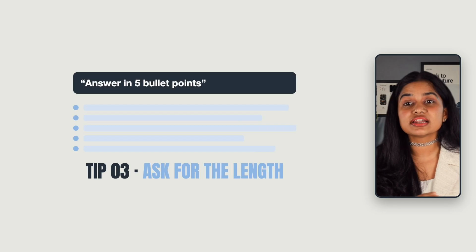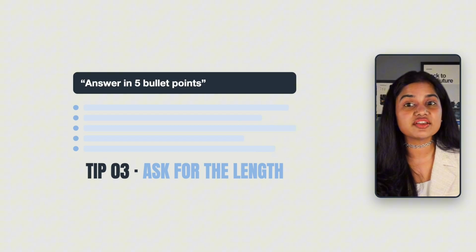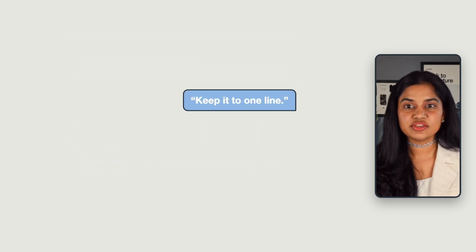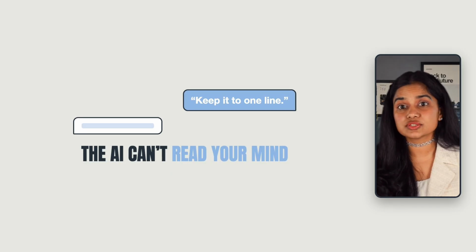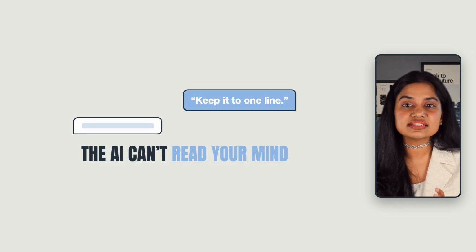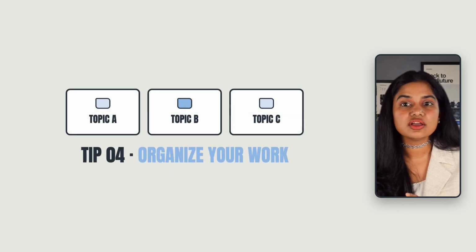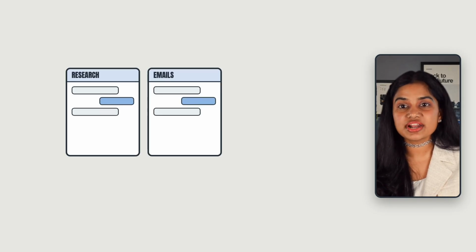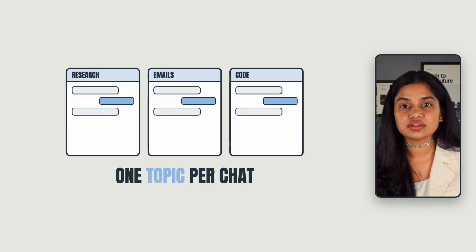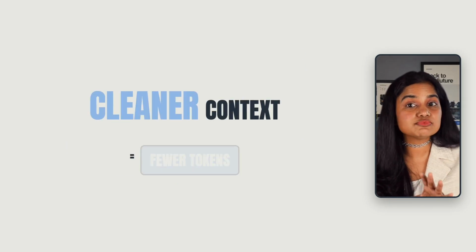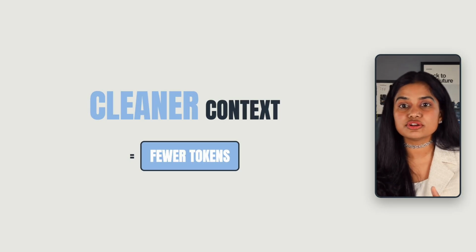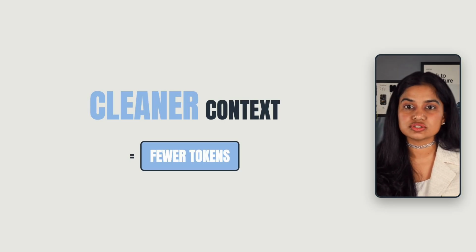Third, ask for the length you want. If you need 5 bullet points, say that. If you need a short answer, ask for one. The AI can't read your mind. And finally, organize your work. Separate tasks into separate conversations when it makes sense. That keeps the context cleaner and often reduces unnecessary token usage.